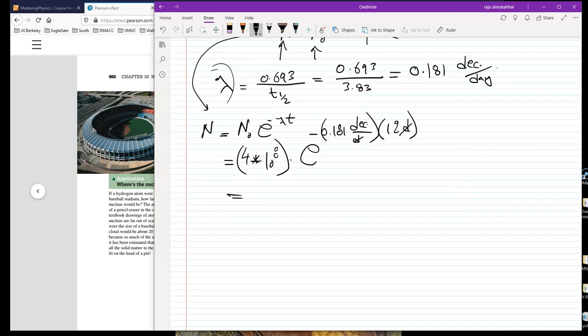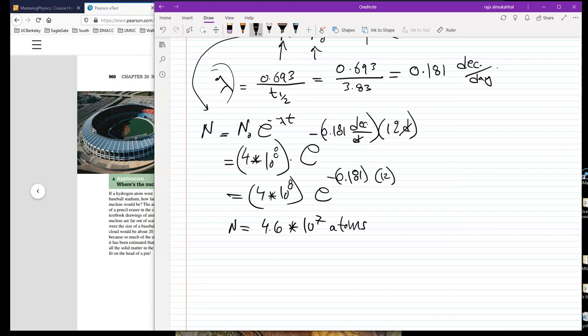So we have 4 times 10 to the 8 times e to the minus 0.181 times 12. When we calculate that, I end up with 4.6 times 10 to the 7 atoms. So I'm starting with 4 times 10 to the 8, and after 12 days, I only have 4.6 times 10 to the 7. Got it?